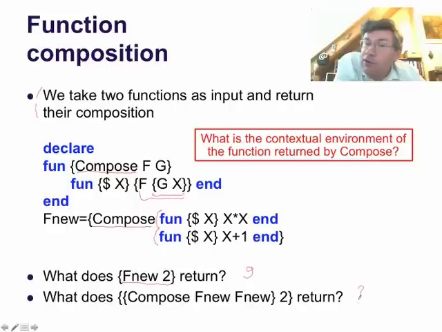Going a little bit farther, what does applying the function compose fNew to the value 2 return? I'm going to let you figure out that answer. And a final little question, what is the contextual environment of the function returned by compose? Well, clearly this function here, returned by compose, has two identifiers that are used inside and defined outside. So the contextual environment contains f and g.